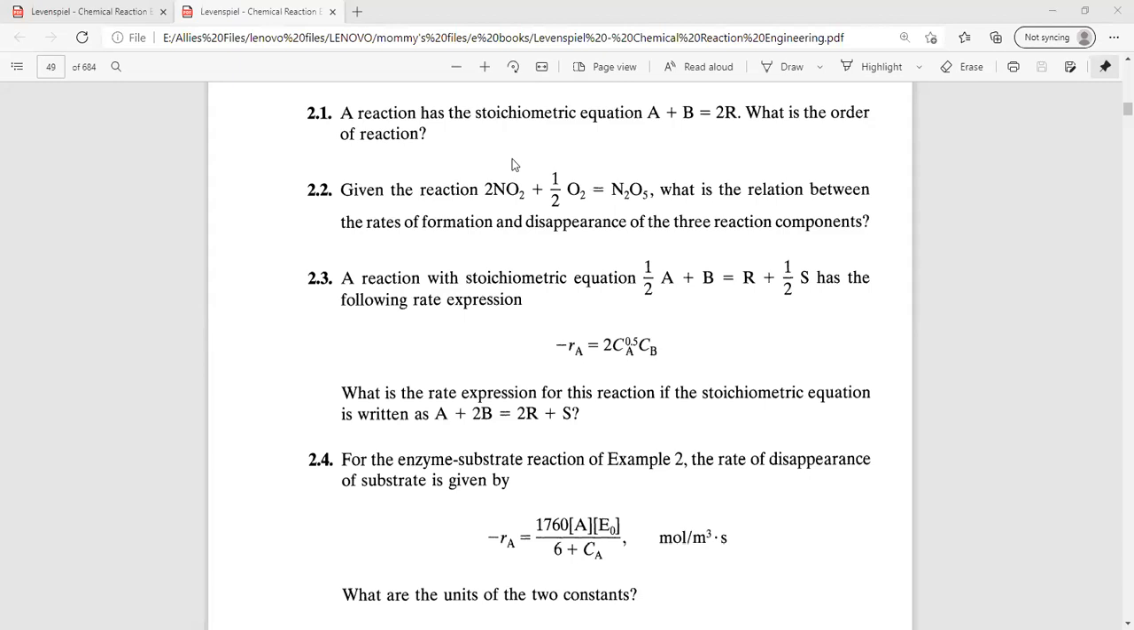So if I may ask, you are asked to determine the order of the reaction based on the stoichiometry. Now, can somebody answer this one? The reaction has a stoichiometric equation A plus B forming 2R, and you are asked to determine the order of the reaction. What do you think would be your answer here? Or how would you answer this one? What do you think, Giselle? How do we answer this particular question? What is the order of the reaction?